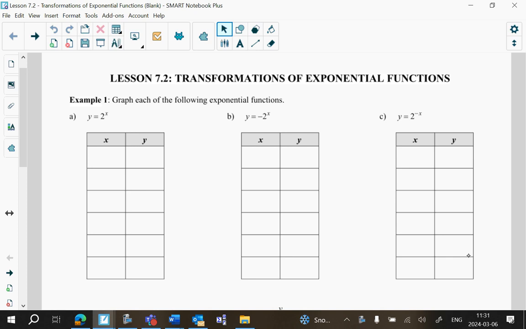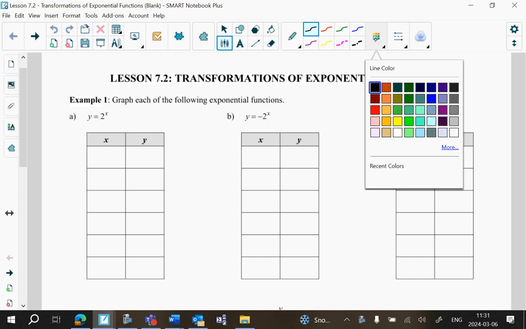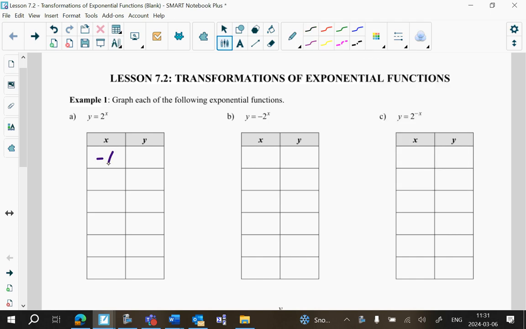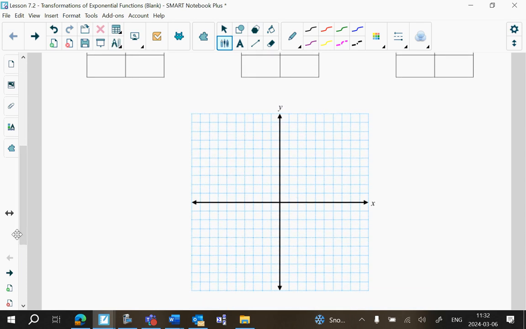This one we know. Remember what I said? Negative 1, 0, 1. So 2 to the negative first gives me what? 1 over 2. 0 is going to be 1. 1 is going to be 2. That's enough. So negative 1 is 1/2. 1, 2. Well, it's a little tight. Yeah. Okay.